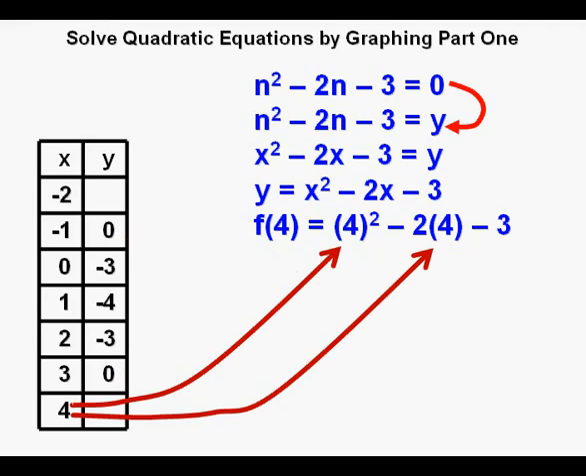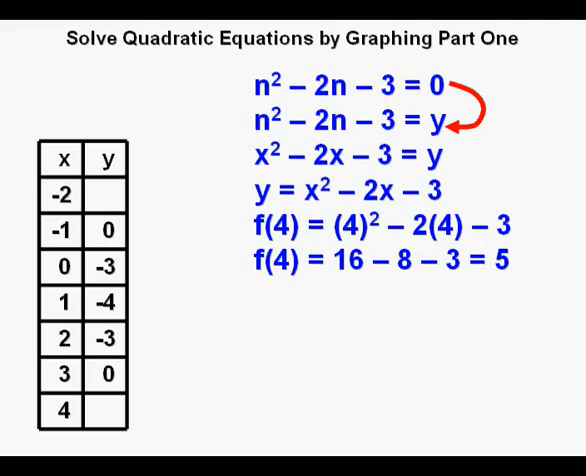And finally, he inputs 4 to get the table filled in. And that will be f of 4 equals 16 minus 8 minus 3 equals 5. So he places it into the table. And because of symmetry, the 5 goes on the top of the table as well, opposite the -2.